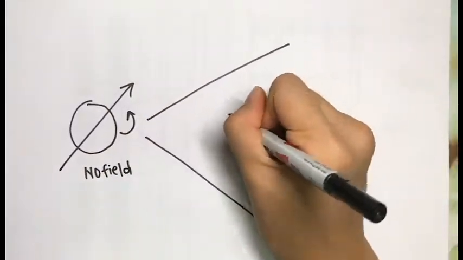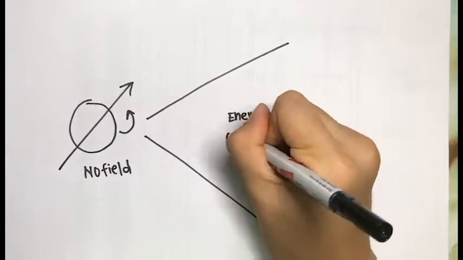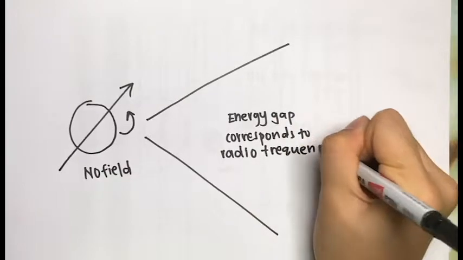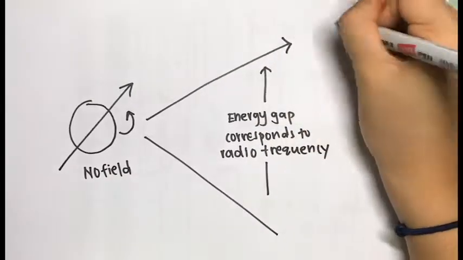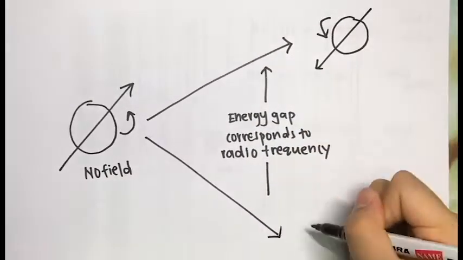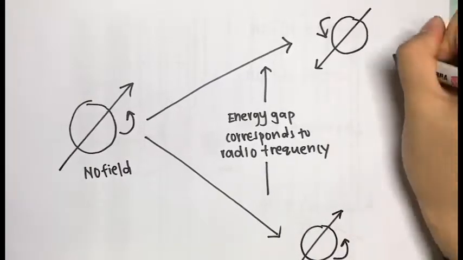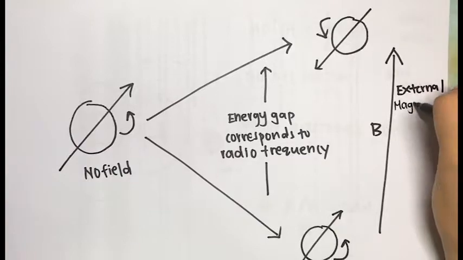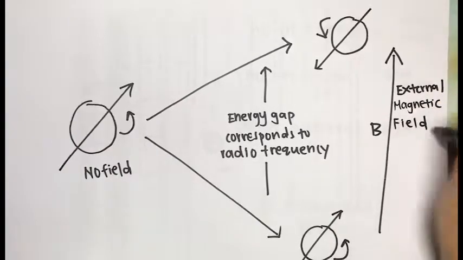However, in the presence of an external magnetic field, the nuclei aligned with the applied field will absorb energy from electromagnetic radiation and change their spin orientation with respect to the field. The change in energy corresponds to the radio wave region of the electromagnetic spectrum. The frequency f is proportional to the strength of the magnetic field.